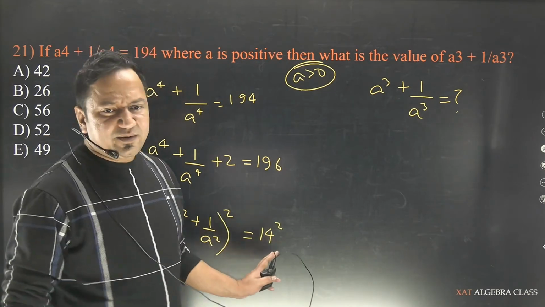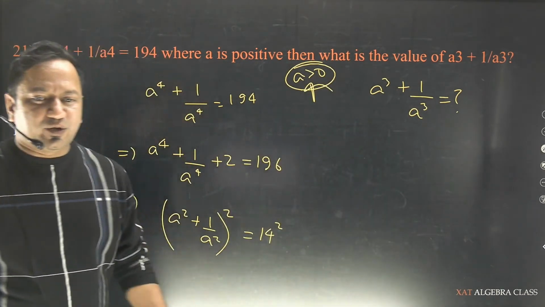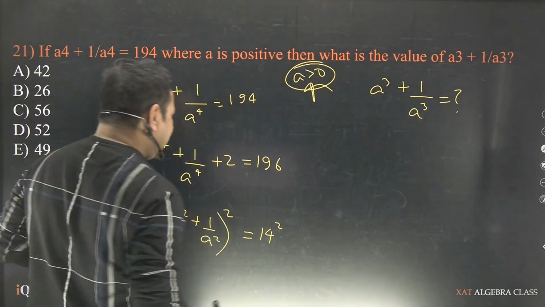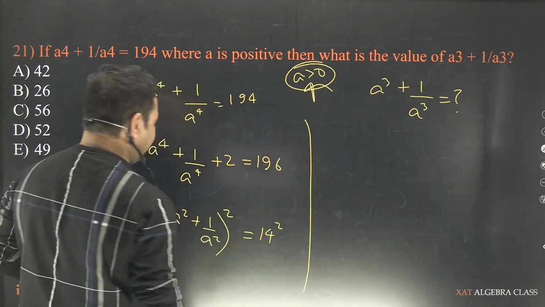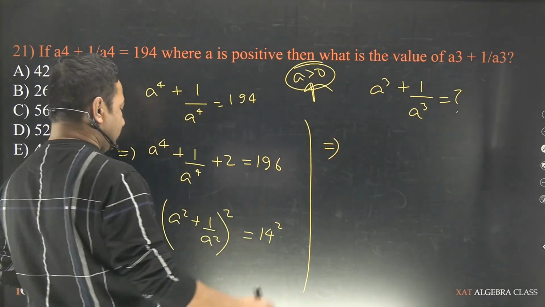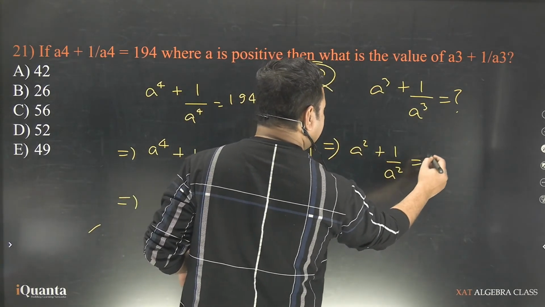And I'm not taking minus 14 ka square. Why? Because it is given that a is greater than 0. So a cannot be minus 14, it has to be plus 14 only. Well, once I have got that, my life becomes really easy. And now what do we have? We have a square plus 1 by a square is equal to 14.